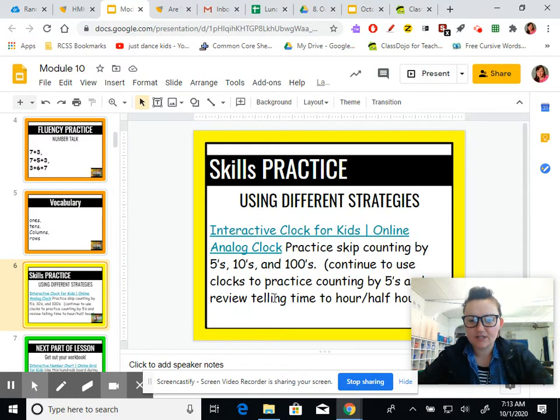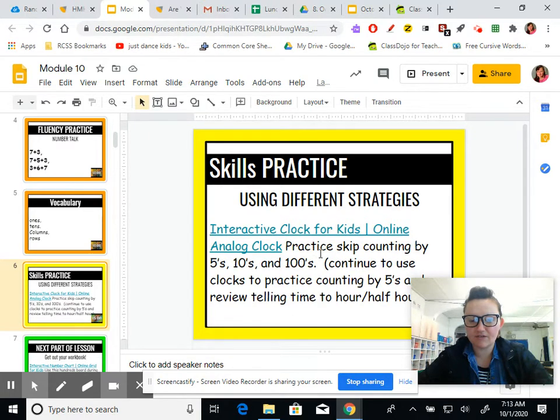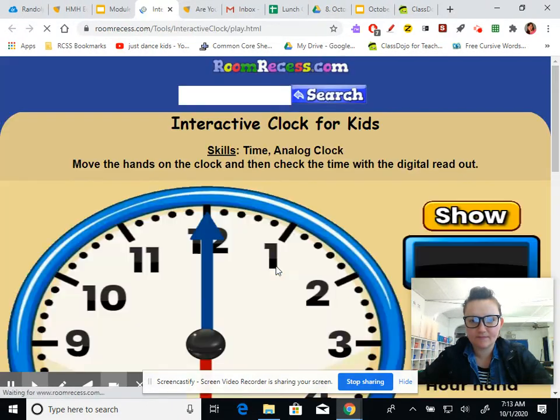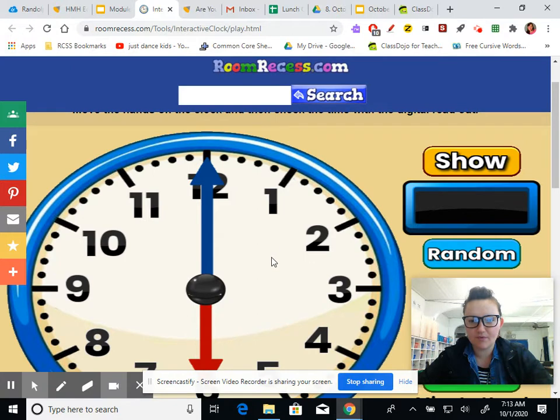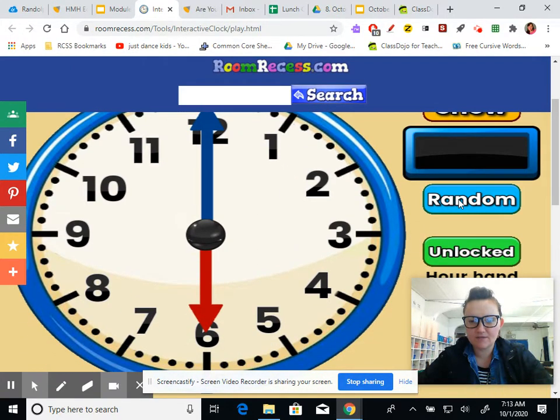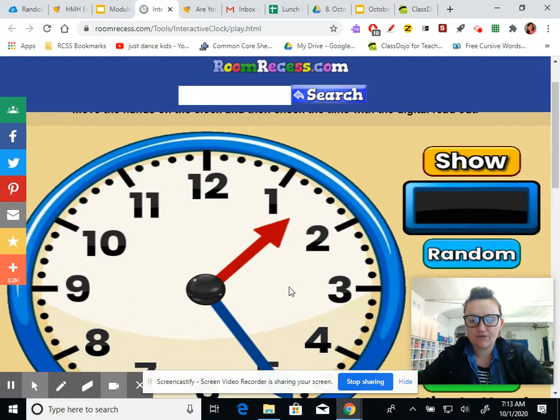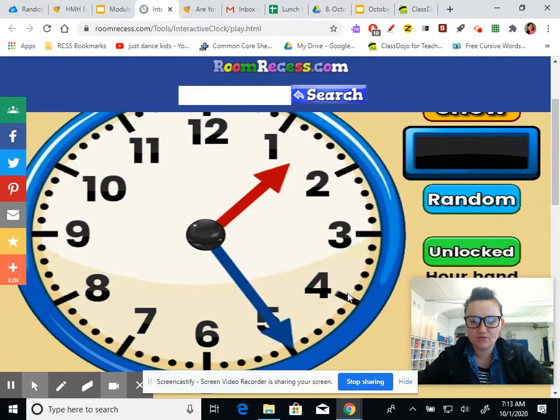Okay. Next part. So it says, practice skip counting by fives, tens, and hundreds. So we're going to continue to use clocks to practice counting by fives. So, see if it'll let me open our link. All right, so for example, if I do a random time, I'm going to move it here. So if we're counting by fives, on a clock, you would start here and go 5, 10, 15, 20, 25. Okay, so this was at 1, so it's 1:25.